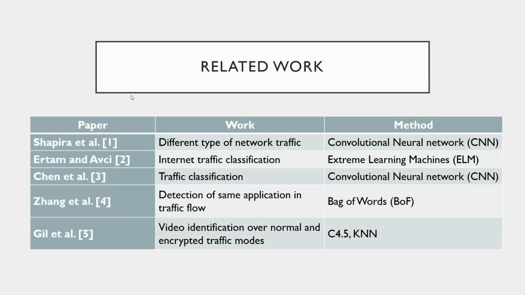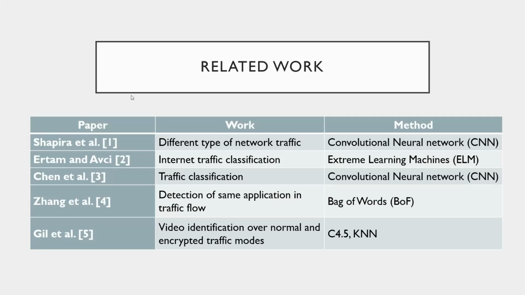Okay, so what is the related work? The closest related work is by Safira and other authors, who have used a convolution neural network to get flow images, but on a different type of network traffic. It is different from our work, where we use different types of videos and identify videos rather than distinguishing between network traffic, but it is still very correlated with what we are trying to do.